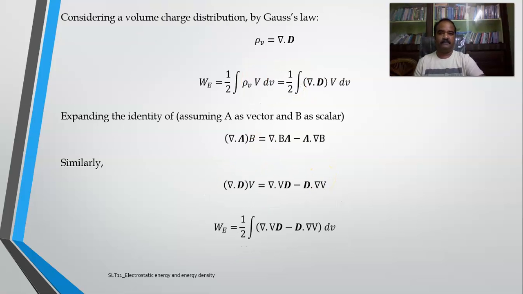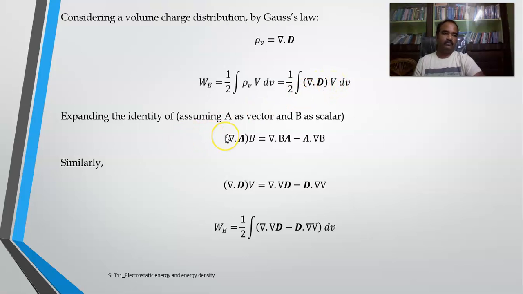Now, if we consider the volume charge distribution, we have already gone through Gauss law, where this is the expression we have. If we substitute this expression in the previous one, which was the work done for volume charge distribution, instead of rho v I will place del dot D. V is the potential, a scalar, whereas D is the electric flux density, a vector.